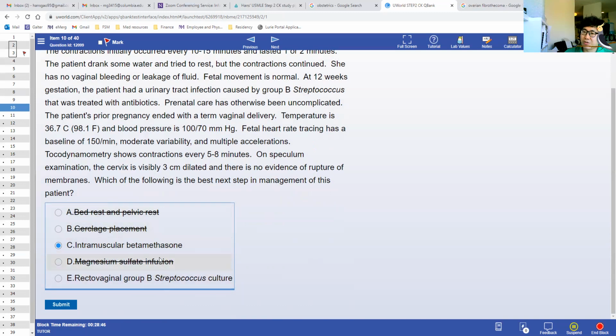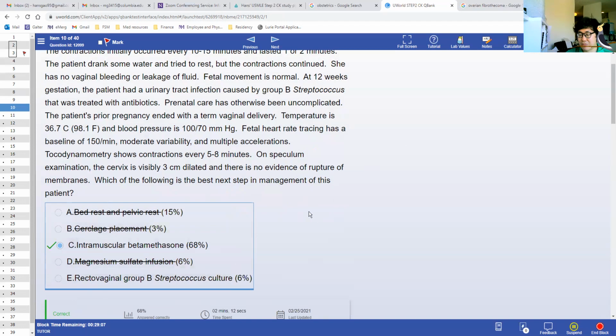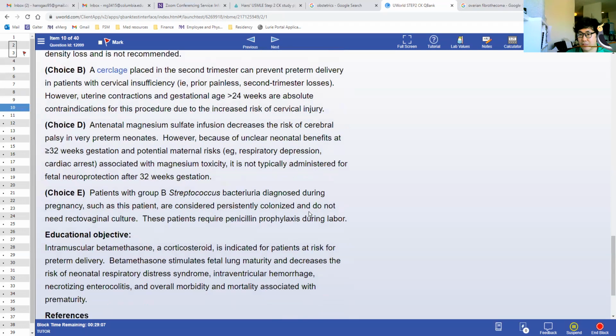Rectovaginal group B culture, no, you're not going to get that back in time. You might do a quick swab and a PCR, but realistically, she's going to give birth pretty soon, and you would probably just give some antibiotics because you don't know if she's colonized at this point, and the baby's going to come out any minute now. So yeah, I'm just going to go with IM betamethasone, and that's right.